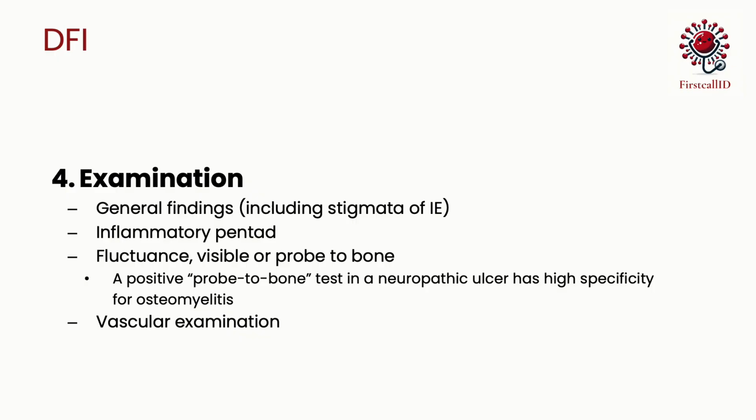And if there's a neuropathic ulcer or an ulcer where there's decreased sensation, we might want to attempt a probe to bone test, where you take a sterile, usually a sterile piece of wood, you probe into the wound, and you can feel the gritty sort of sensation of the probe on bone that suggests contiguous osteomyelitis with high specificity. In addition, we'll always assess the vascular supply as well, specifically the arterial supply.